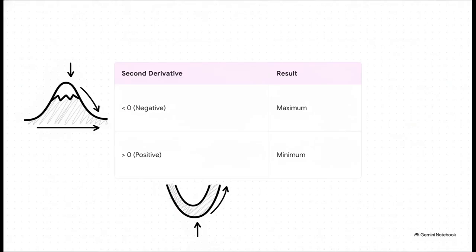So, the crucial point your textbook always wants you to memorize is the second derivative test. Basically, if your first derivative is 0, you immediately check the second derivative. If it's less than 0, meaning the slope is decreasing or concave downward, boom, you found a maximum peak. But if it's greater than 0, meaning concave upward, you've found a minimum valley. I know it feels a tiny bit backward at first, but physically it makes total sense.